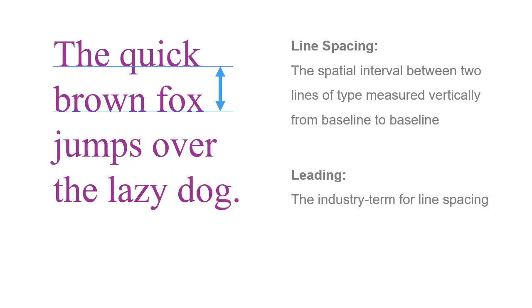So again, now we're talking about the spatial interval between two lines of type measured vertically from baseline to baseline. You can see I have little blue lines with the arrow. That is the baseline amount. When you are measuring from baseline to baseline, the industry term for this is called leading. And leading is also denoted in points. You might have seen that in Adobe before, maybe not really paid attention to it. Sometimes it'll just have a parentheses auto.